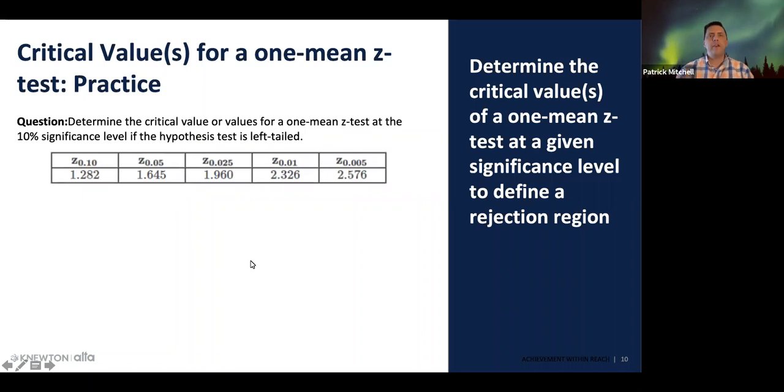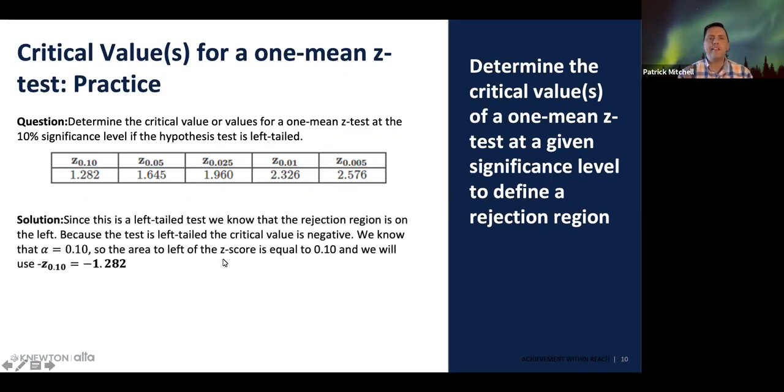All right, so here's another example. This would be a good one for you to try if you'd like to pause the video. We want to determine the critical value or values for a one mean z-test at the 10% significance level if the hypothesis test is left-tailed. Since this is a left-tailed test, we know that the rejection region is on the left side. And because the test is left-tailed, the critical value will be negative.